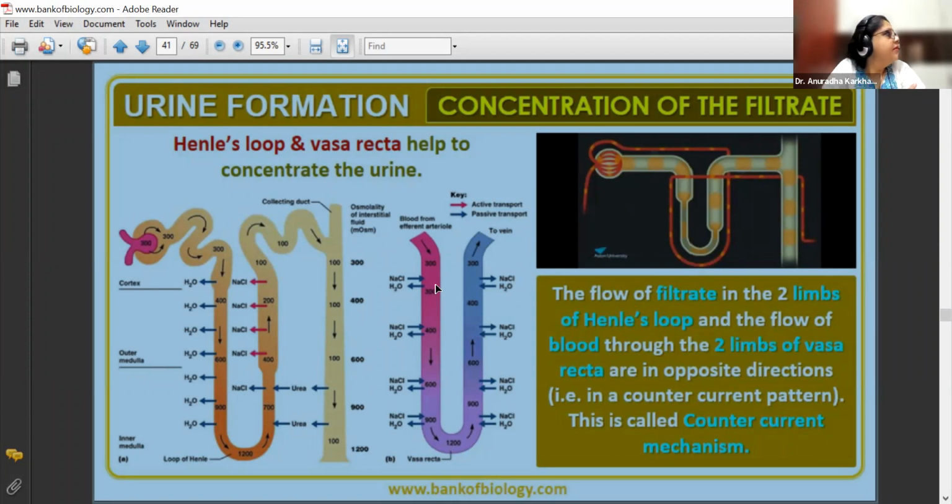Okay. Then NaCl is going to move out. See, which is going to be determining the concentration of the interstitial fluid. Okay, right? So this itself is going to be nothing but counter current method.